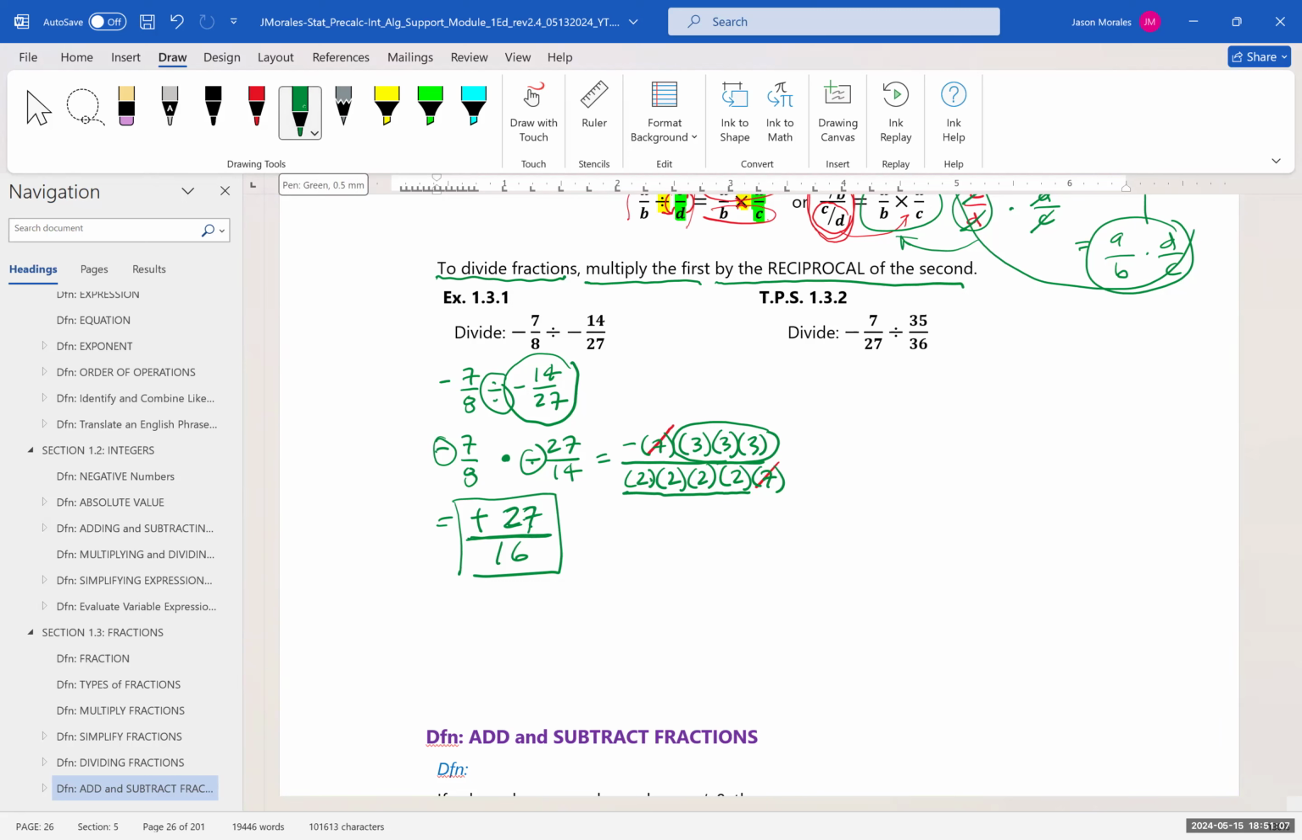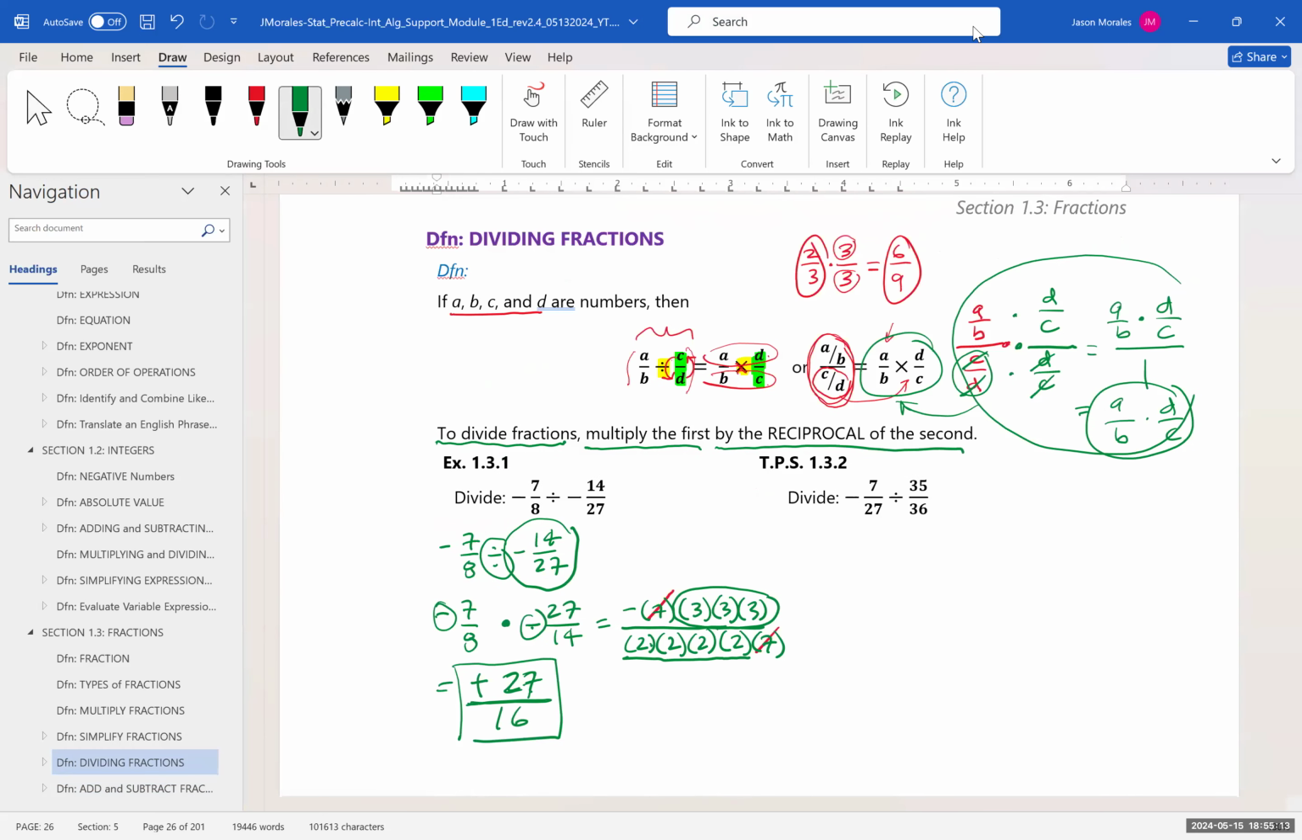So in this example here, this is a think, pair, share. This is one that you work out on your own, going through the same process I went through. And let me see here. I think the answer I have is not simplified. Let me pause. Okay, the answer you should get for this think, pair, share should be negative 4 out of 15. So give that one a try.